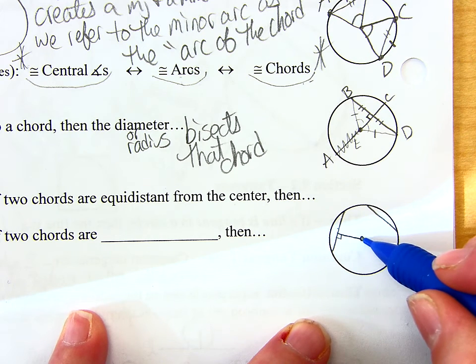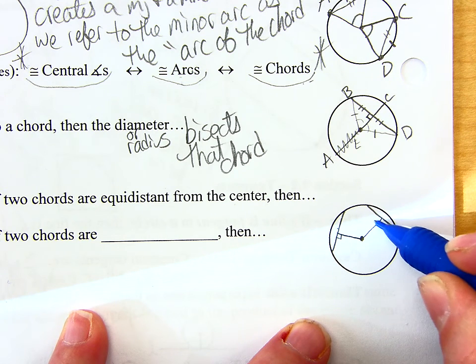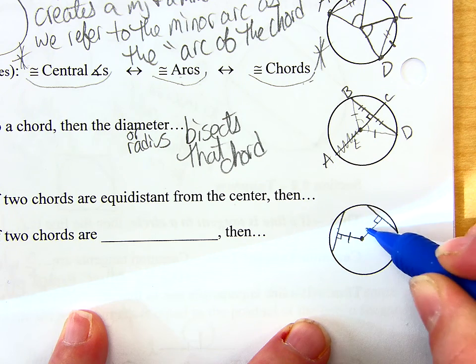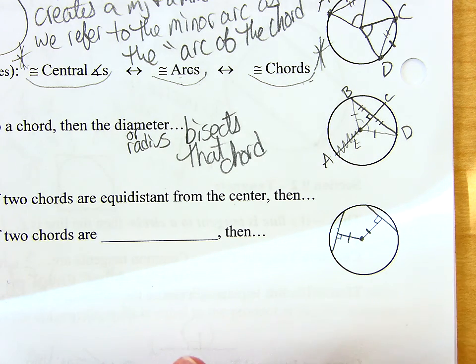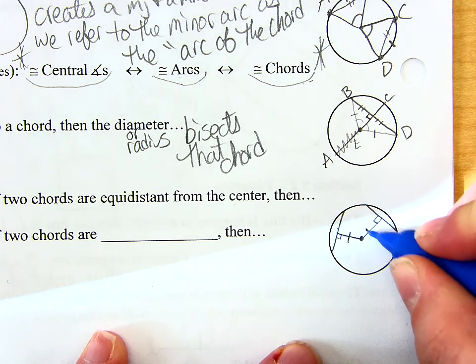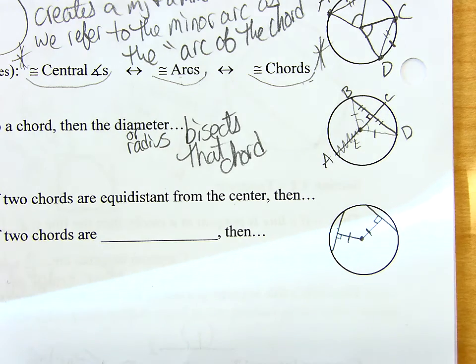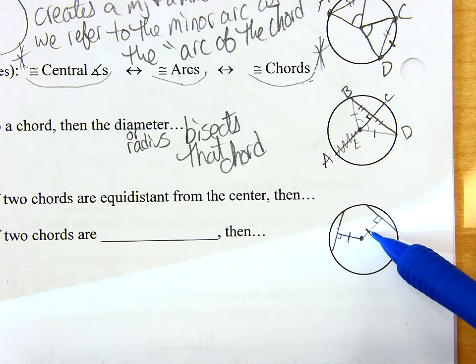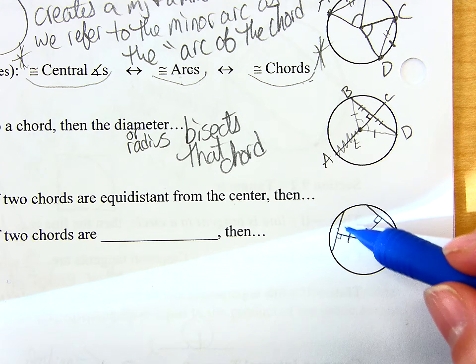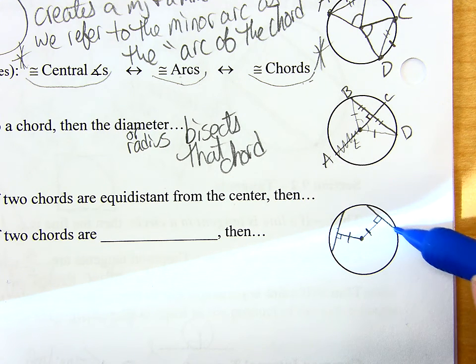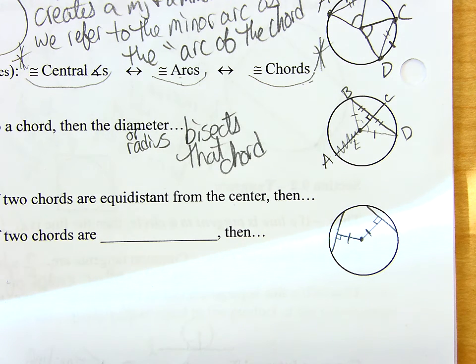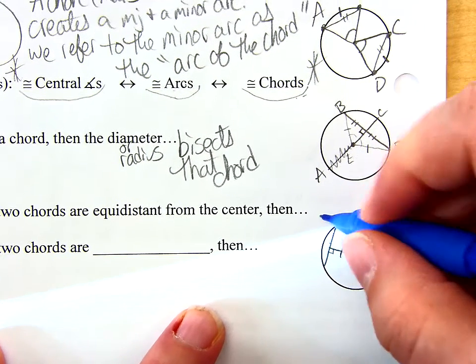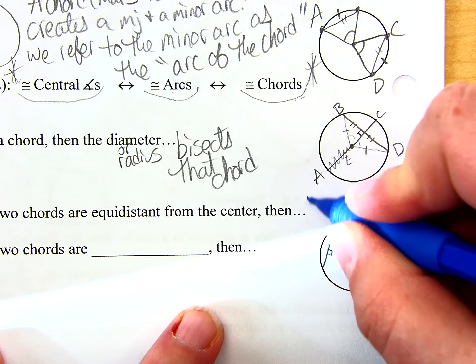So what this is saying is, here's the scenario that I know. These two chords are equidistant from the center. You see that? So they're perpendiculars from the point to the line. That's equal. So now I have two chords that are equidistant from the center of the circle. What must that mean about the two chords themselves? Yes. Then the chords are congruent.